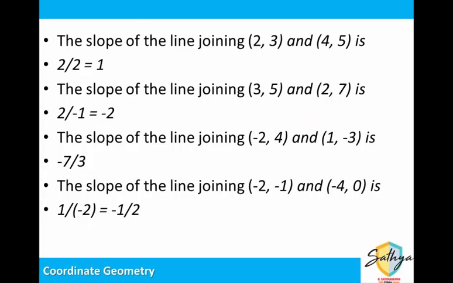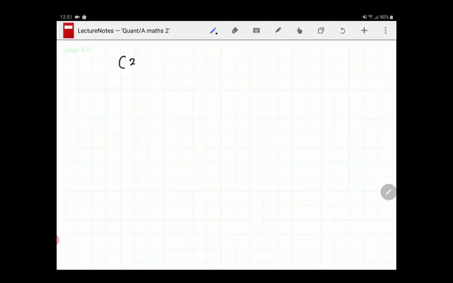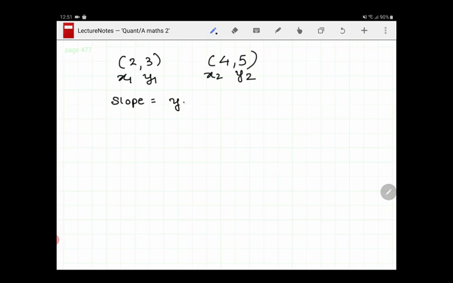So I'm giving you a few examples to solve. For example, what is the slope of the line joining 2, 3 and 4, 5? If I compare this with x1, y1 and x2, y2, then the slope of the line passing through these points is y2 minus y1 upon x2 minus x1. The answer to this example is 1.